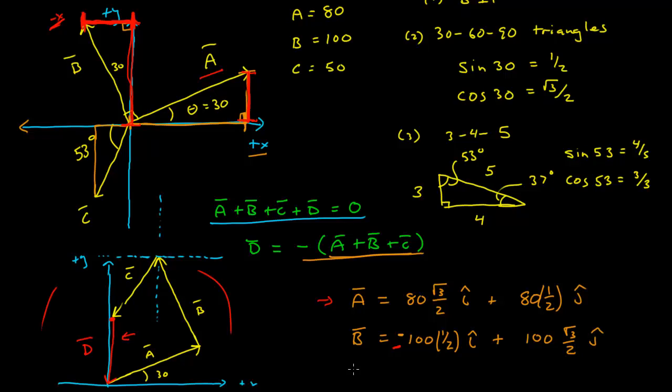Right, and now C, my final vector, is equal to, now I want the x component, which is the length of this triangle, which is 30, and it's in the negative x direction from my figure. And then the y component is 40, and is also in the negative.